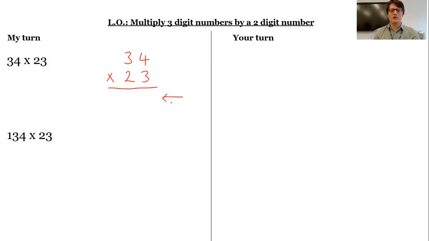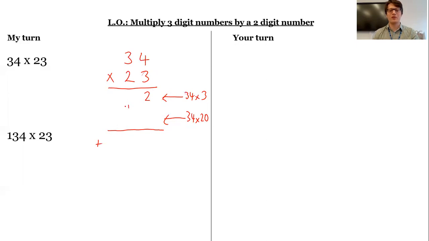We're going to, first of all, times 34 by 3, those 3 ones. Then I'm going to times 34 by this 2, but remember, because that's in the tens column, it's actually 20 I'm timesing that by. And then at the end, we're going to add together these 2 products here. So we start with 34 times 3, well, 3 times 4 is 12.